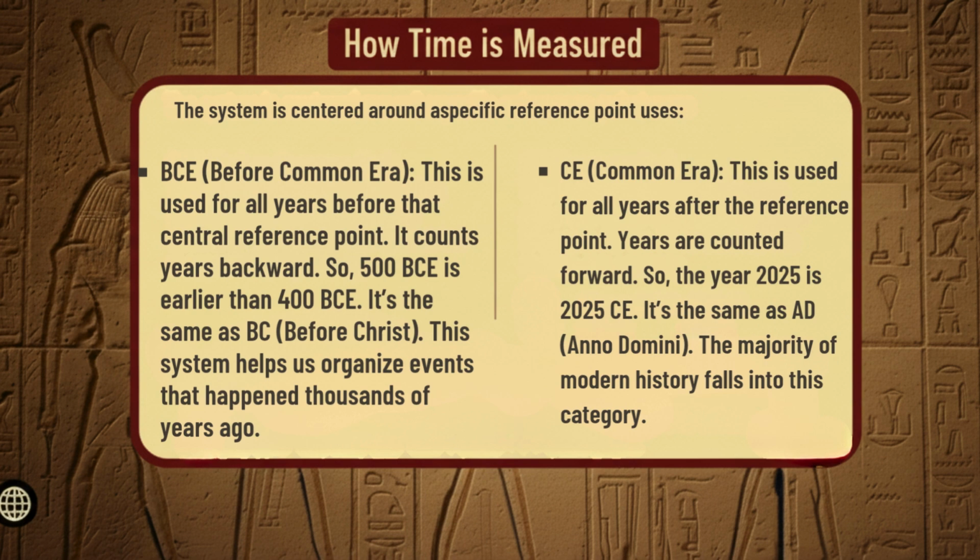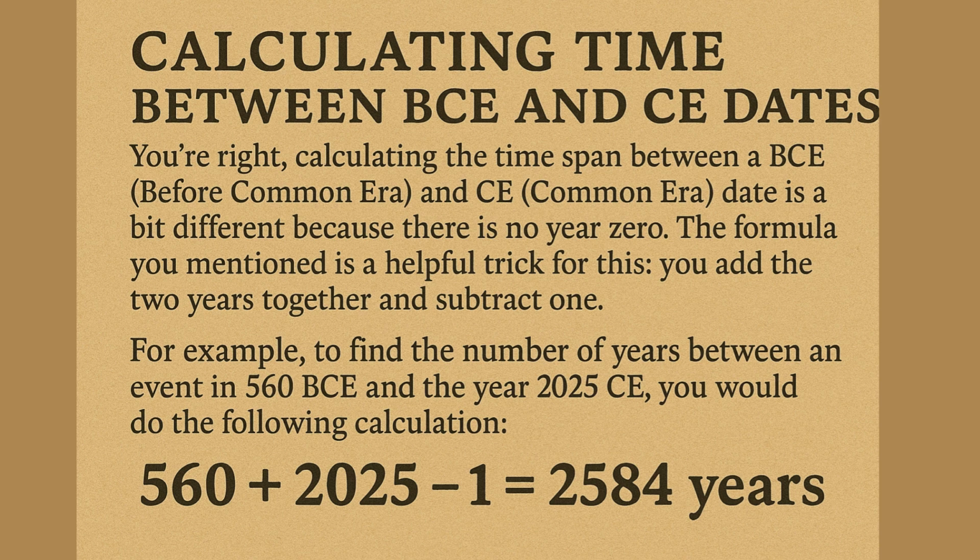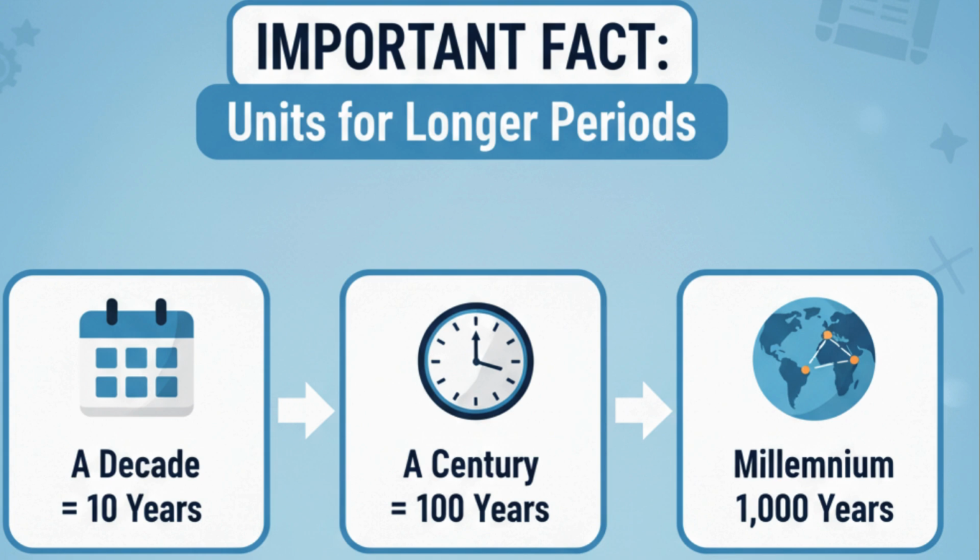And here's a neat trick for you. To calculate the number of years between a BCE date and a CE date, you just add the two years together and subtract 1, because there's no year 0 in our calendar system. For example, to find the time between an event in 560 BCE and the year 2025 CE, you would calculate 560 plus 2025 minus 1 equals 2584 years. Important fact. Historians also use other units for longer periods: a decade for 10 years, a century for 100 years, and a millennium for 1000 years.